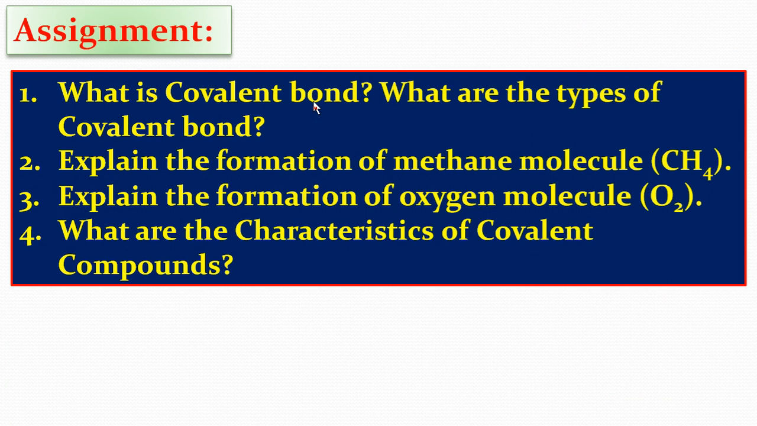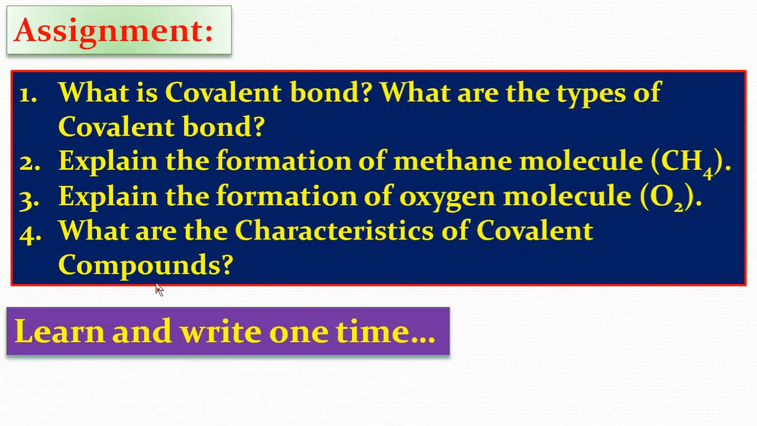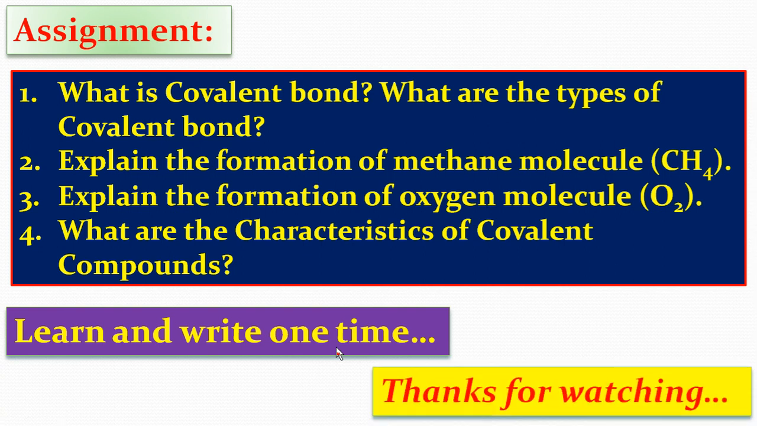Now come to the assignment. What is a covalent bond? What are the types of covalent bond? The second one, explain the formation of the methane molecule, CH4. The third one, explain the formation of the oxygen molecule, O2. Then the fourth one, what are the characteristics of covalent compounds? These 4 questions you have to learn and write one time. Okay students, thank you.